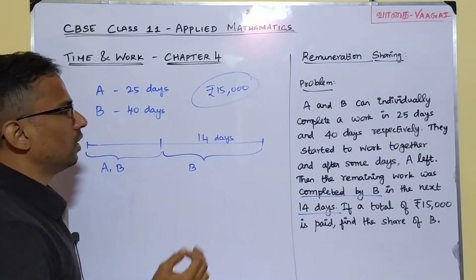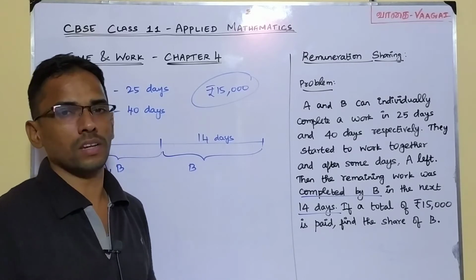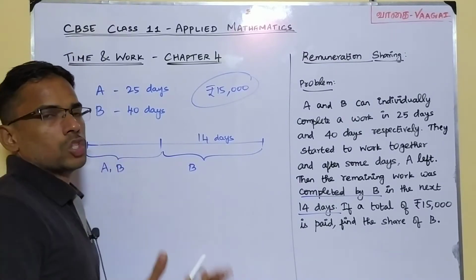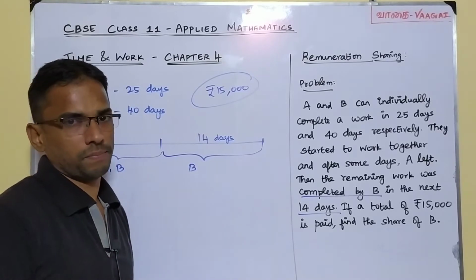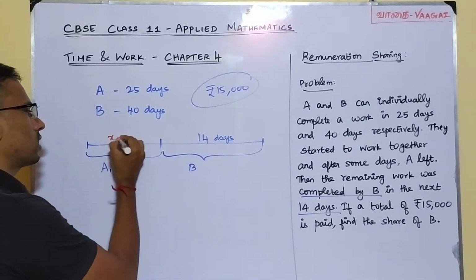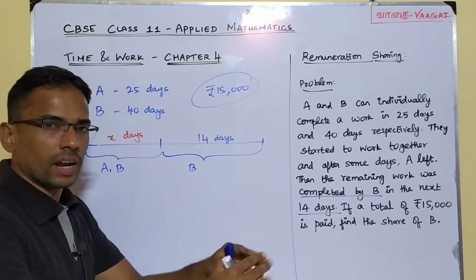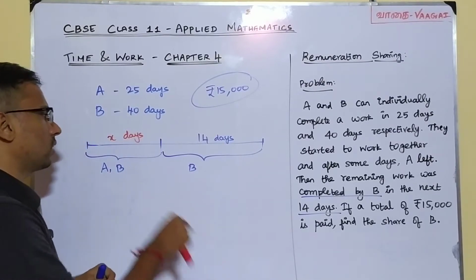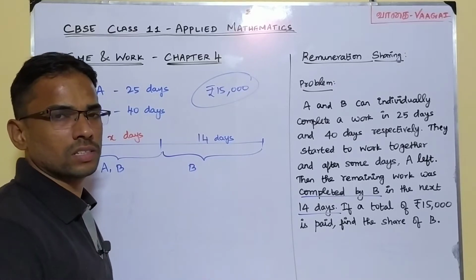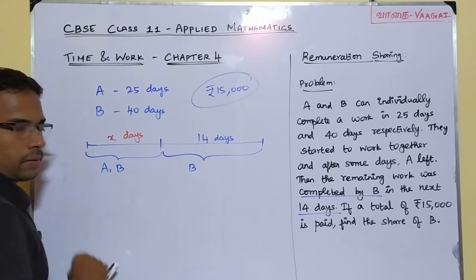Now let us construct a very clear-cut equation which would help us get the answer easily. Here, for this first part, we are not sure about how many days they are working. So let me do a thing. I will take this first part to be some X days. Let A and B both work together in that first part. Then I can clearly frame an equation like this. See here, A and B are working together.